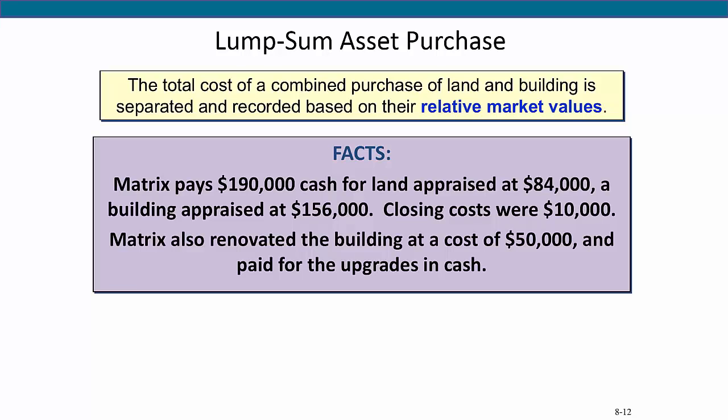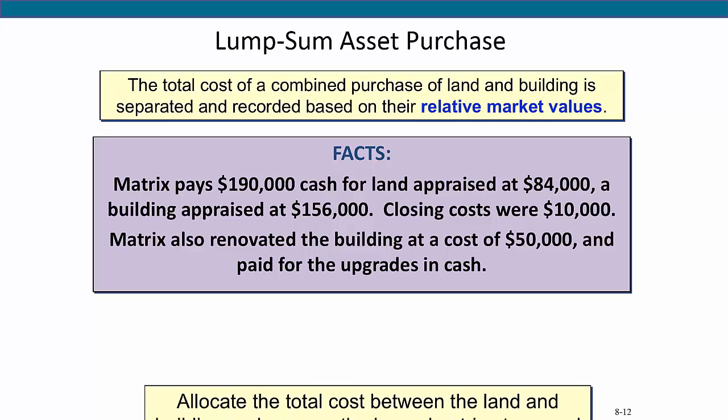$190,000 in cash for a group of items consisting of land appraised at $84,000 and a building appraised at $156,000, and cash closing costs were $10,000. In addition, Matrix had to upgrade the building after the purchase before using it and paid $50,000 in cash to do so. Now remember, our objective is to determine how to divide the total acquisition cost between the cost of the land and the building. How would you do this then?